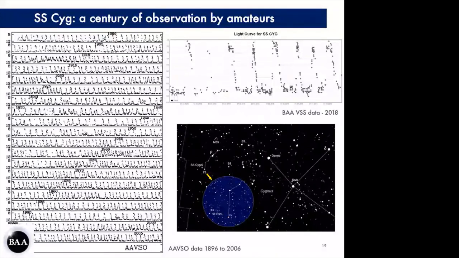And SS Cygni, because it's the brightest of these dwarf novae, is well monitored by amateur astronomers. And it's quite common for professionals to ask amateurs to alert them to a forthcoming outburst, such that they can train satellites or large telescopes on them. To observe SS Cygni, you only need a relatively small telescope. To observe it at minimum, you'll probably be using something like a 6-inch telescope, but at its brightest, a smaller telescope will do. It's relatively easy to find. It's sitting in the northeast of the constellation of Cygnus, and not too far from the star Deneb.